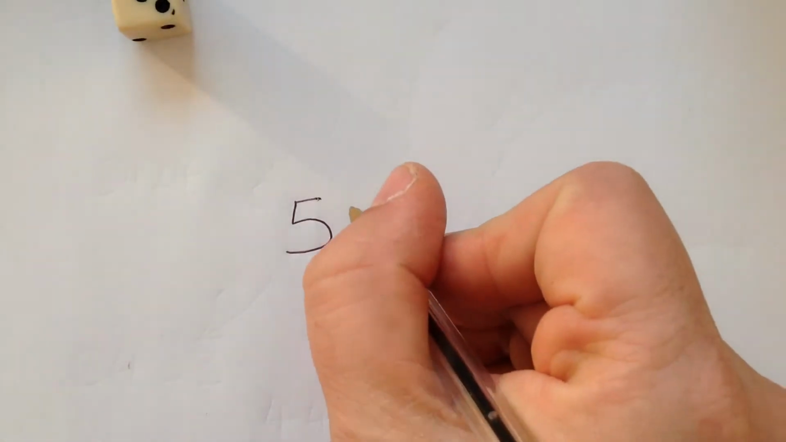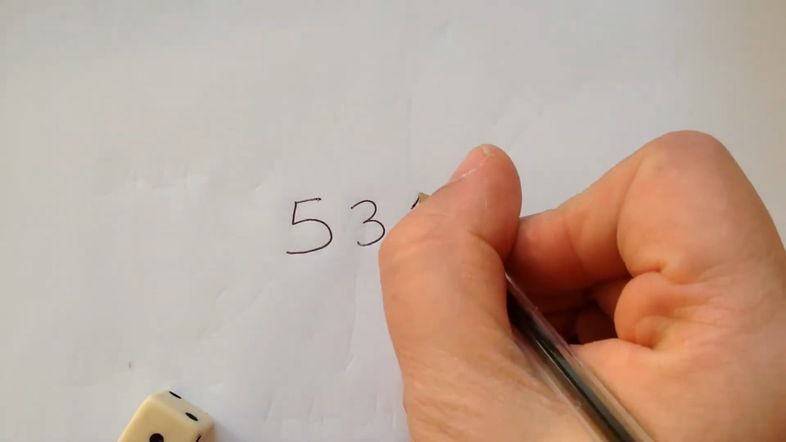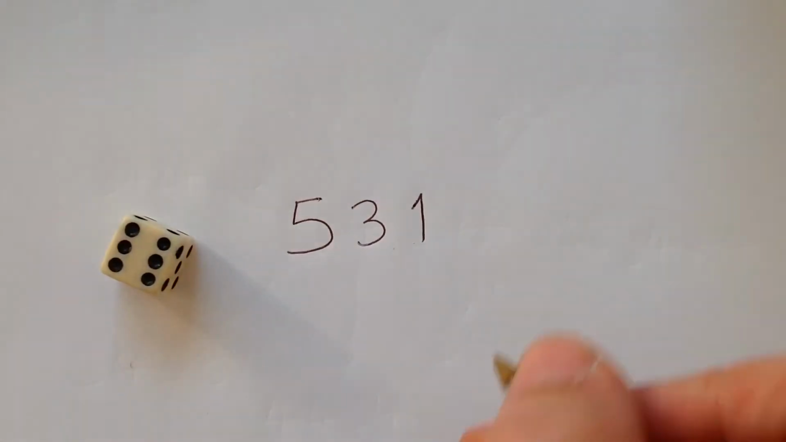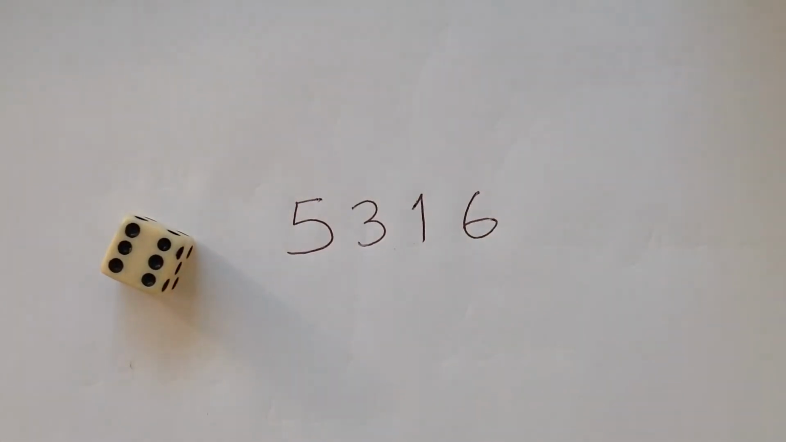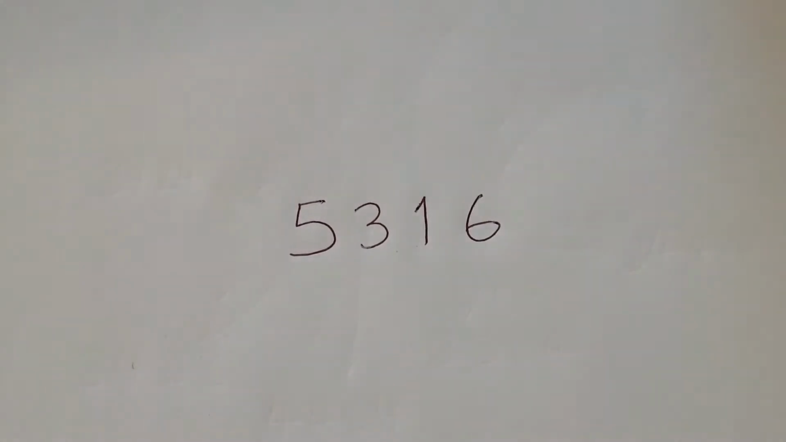So I've got 5,300. Children were very creative last week using things like Alexa to help them. I managed to find a nice simple dice rolling app as well. But I've gone low tech just with my dice here. And I've come up with the number 5,316.